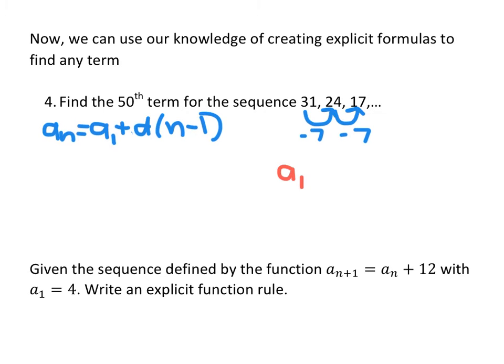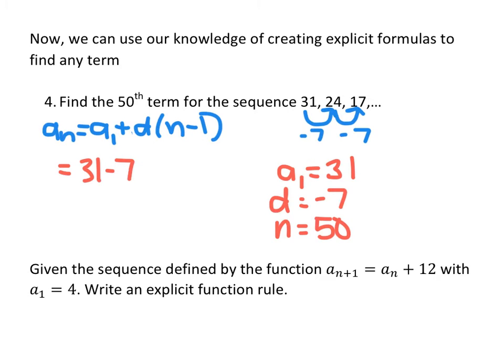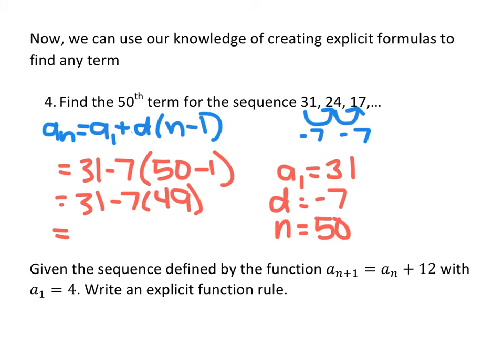So what is our first term? 31. What is our d? Negative 7. And this time we're looking for that specific term number, so our n will be 50. So we'll have 31 plus, not plus, it's a negative, negative 7, times 50 minus 1. So 31 minus 7 times 49, which will give us negative 312.